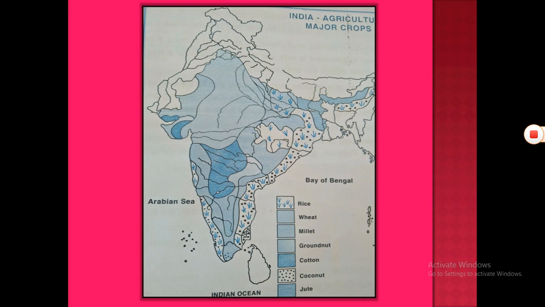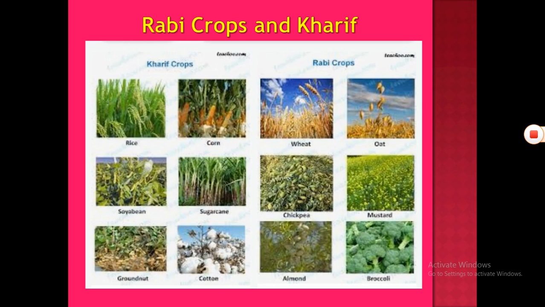More than half of the country's income comes from agriculture. Income means varumanam, earnings. So, India is an agricultural country. In India, we have two types of crops depending on the season of cultivation. We have the kharif crops in summer and the rabi crops in winter.